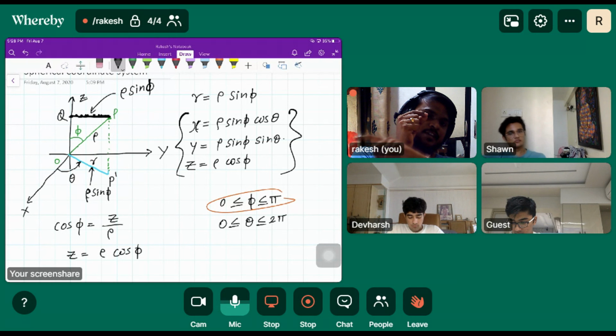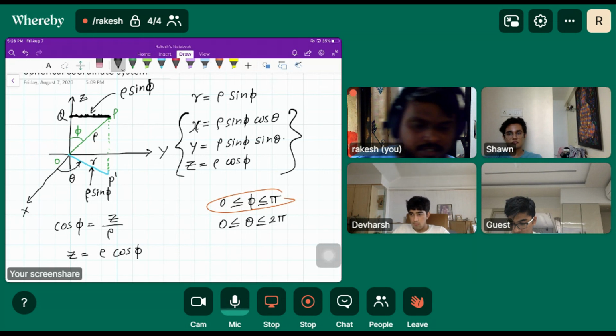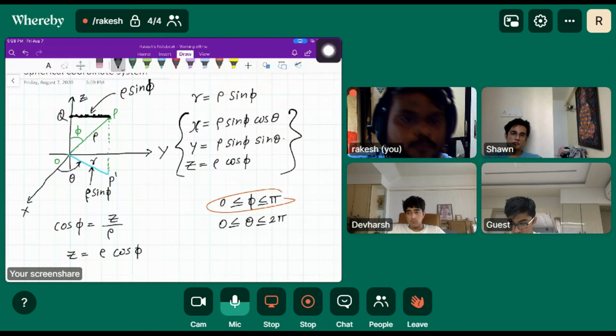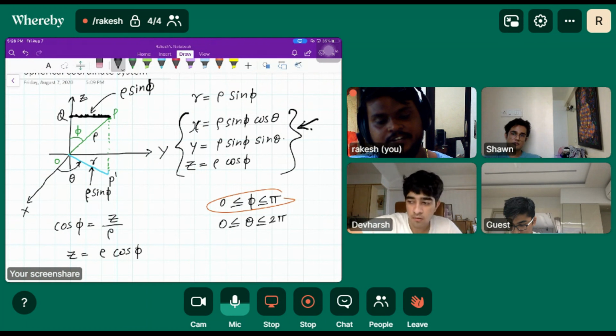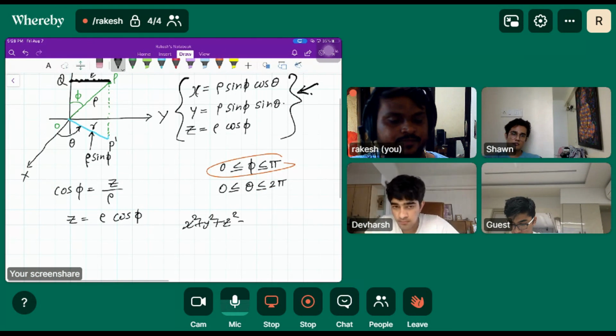The angle made by the z axis will again go from 0 to pi. It will never exceed pi, right? So that I wanted to explain to you. So phi is going from 0 to pi, theta is going from 0 to 2 pi, and this is the spherical coordinate system. What is x square plus y square plus z square?